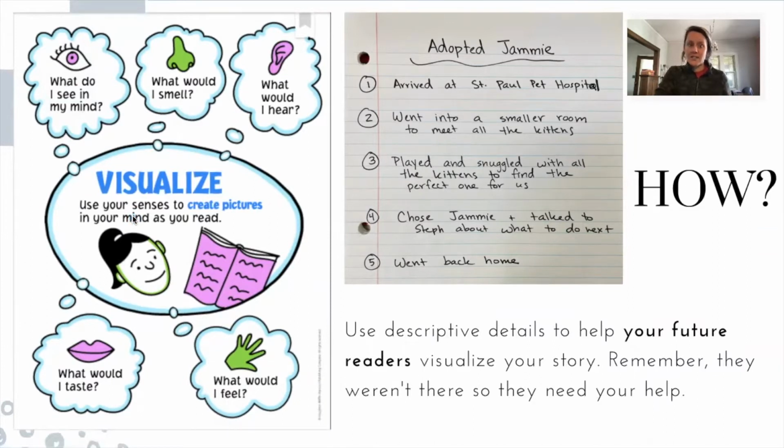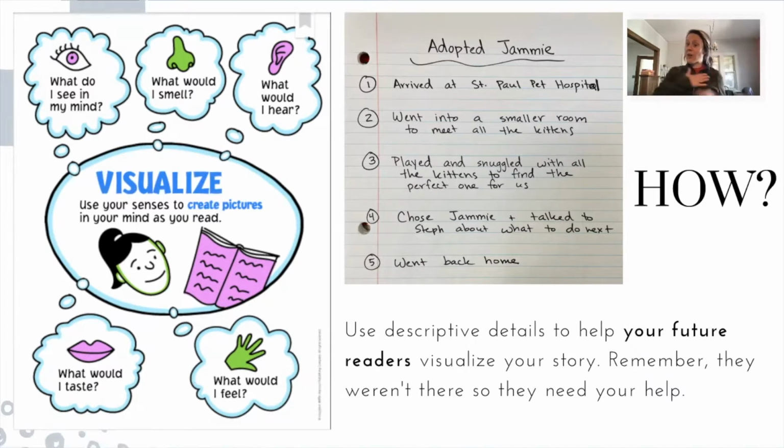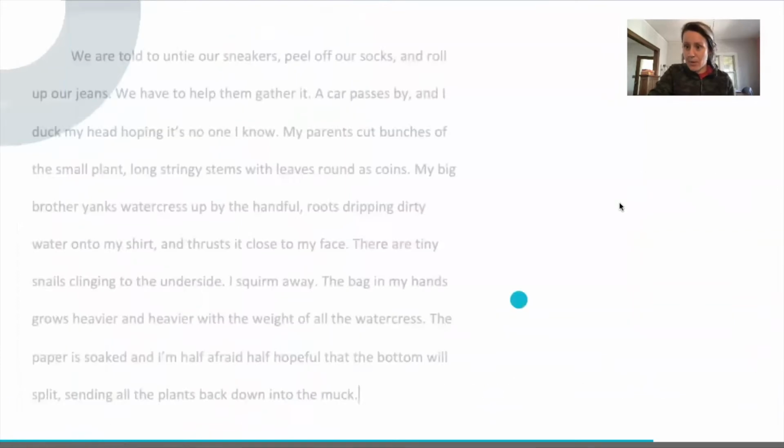Think about your 5 senses. What are they going to see? What would they smell? What do you want them to hear? What do you want your readers to even taste? What do you want them to feel with their hands or their bodies, or feel in their hearts, any emotions? So let's take a look at an example.